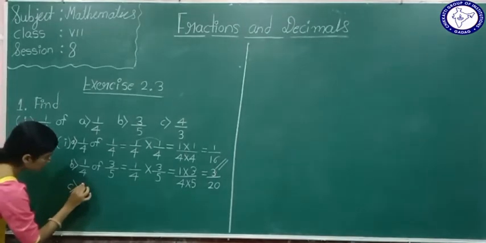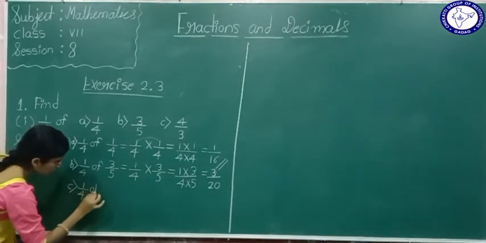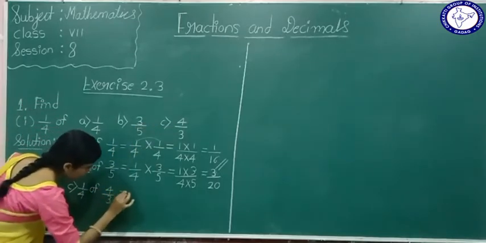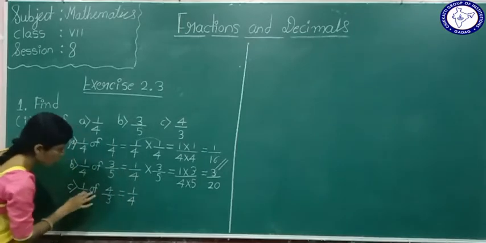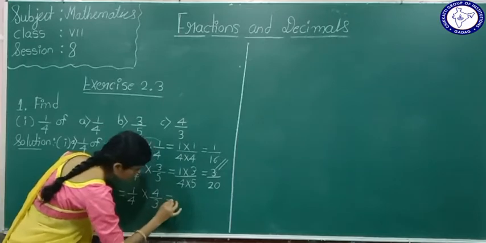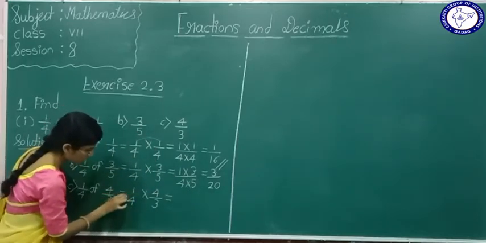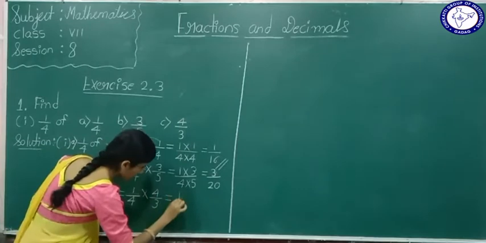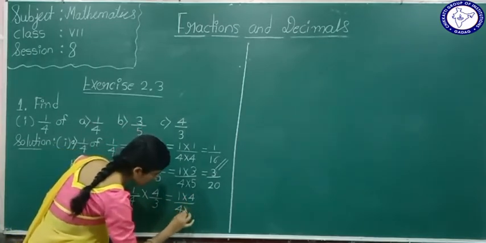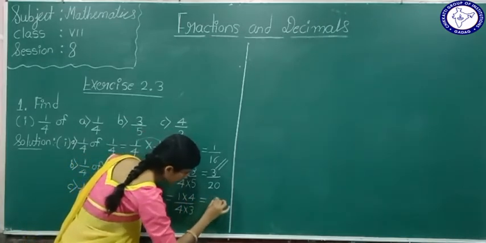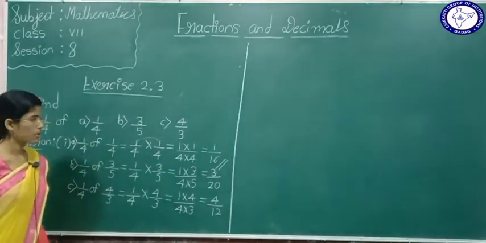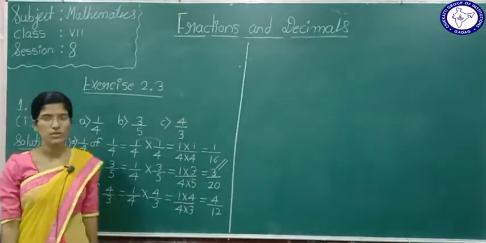C: 1 by 4 of 4 by 3. 1 by 4 of represents multiplication by 4 by 3. Now do it: 1 multiplied by 4 divided by 4 multiplied by 3. 1 4s are 4, 4 3s are 12. So this is about the first main.